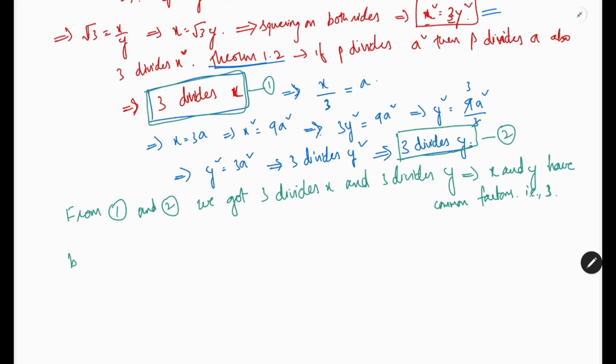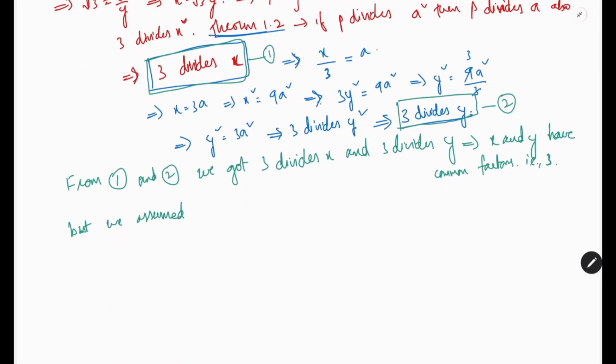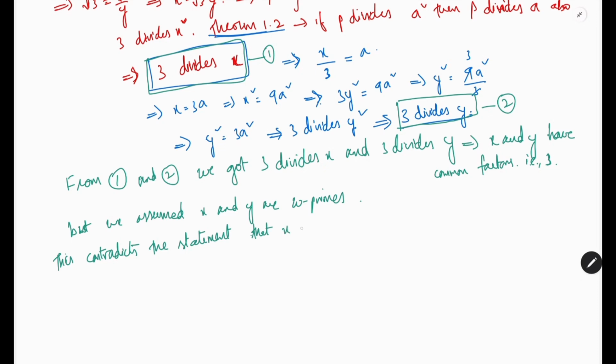Okay. But we assumed here that x and y are co-primes. So this is a contradiction. This contradicts the statement that x and y are co-primes.